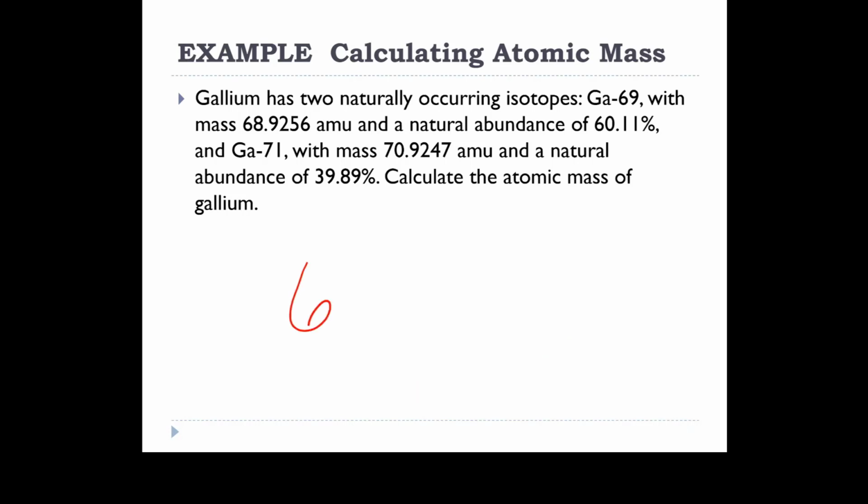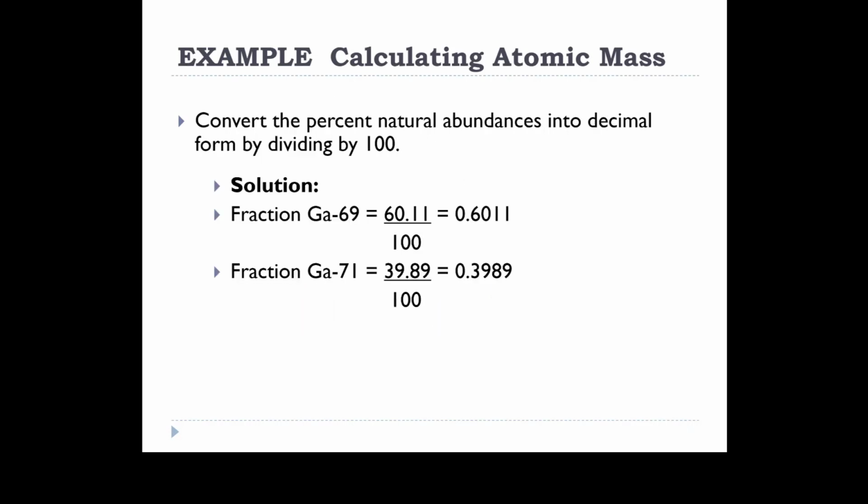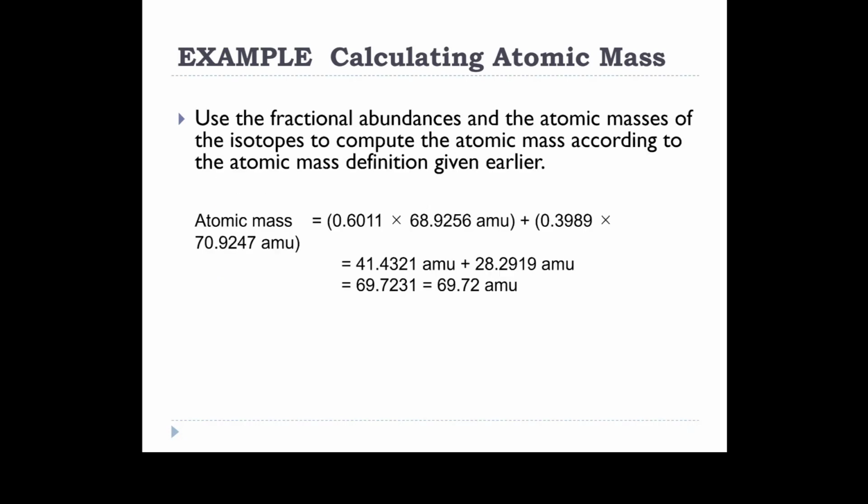So everybody looks like they're getting 69.72-ish. So here you go, just to make sure, convert each one of those percentages to a decimal. And then you've got here your abundance, that's 60% multiplied by its mass, plus the 40% multiplied by its mass. You add those two numbers together, you get 69.72 like everybody got.